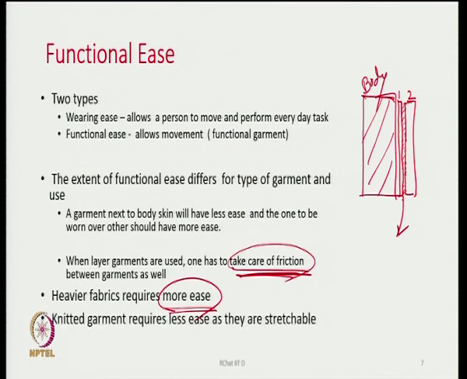Knitted garments or knitted fabrics require less ease, as they are stretchable. We have already studied this in a previous lecture, where we discussed how the property of the fabric differs as we change the construction. In general, knitted garments or knitted fabrics are stretchable. There is a possibility to produce knitted fabrics which are less stretchable also, but on average, because the knitted construction forms a lot of loops, the fabric is always stretchable, and hence it will require much less ease in comparison to a woven fabric.